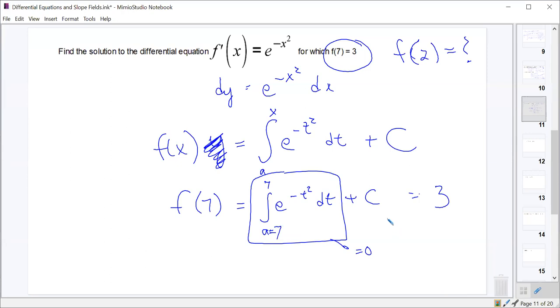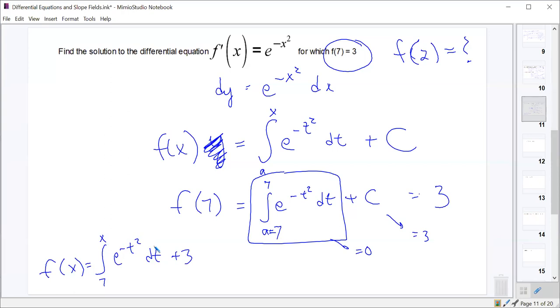And what is your constant? 3. So we could then say that if f of x is the integral from 7 to x of e to the negative t squared dt plus 3, that ought to be the solution to this differential equation because it satisfies all the criteria. The derivative f prime of x is e to the negative x squared, right? The derivative of the integral from a constant to x of this function is just this function in terms of x, that's e to the negative x squared. And the derivative of 3 is 0. We just get e to the negative x squared. Good or no?